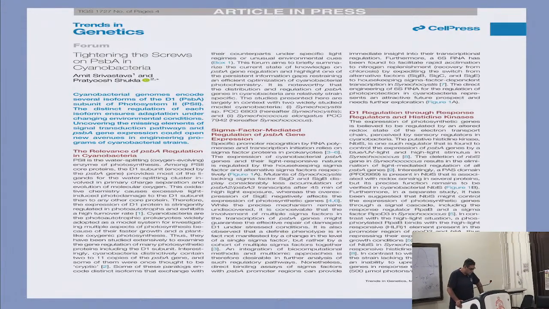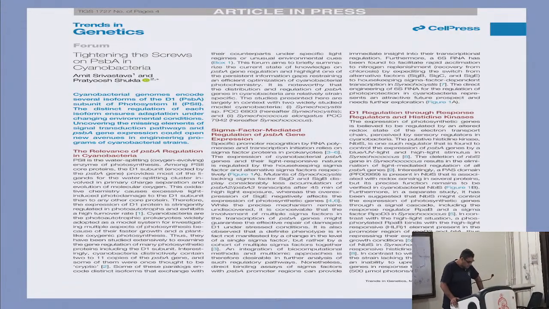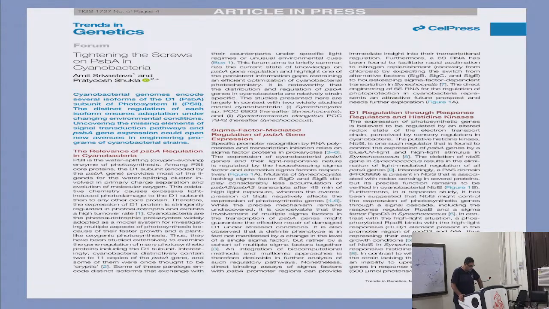So if you read this article, we talk about this isoform of D1, that is PSBA, and it is very crucial in PS2, photosystem 2 in cyanobacteria. This is one example, and there are also other cyanobacteria which are studied, but if you talk about this regulation, this also gives a lot of relevance for other capability improvement in cyanobacteria.